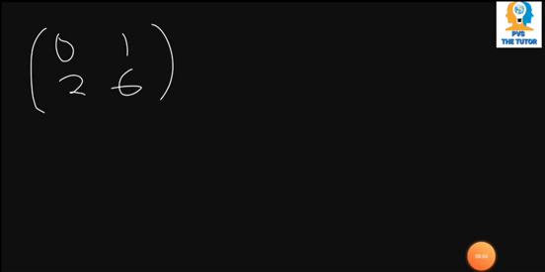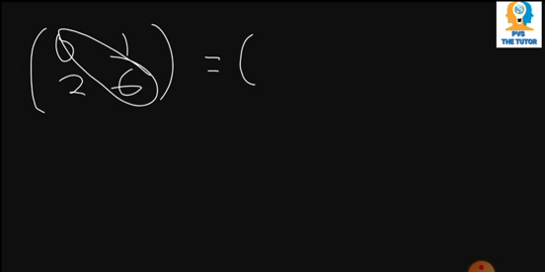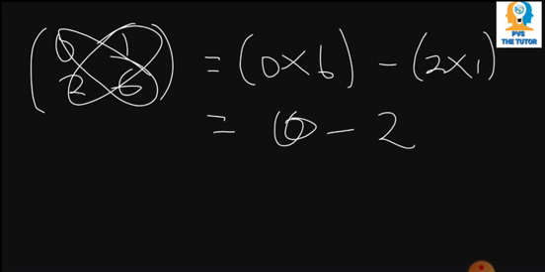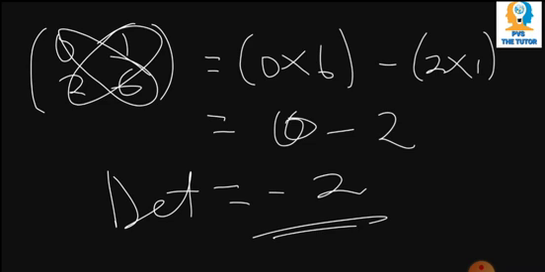Let's look at one more example. How can we find the determinant of this matrix? We know that the product of the major diagonal is 0 times 6, and the product of the minor diagonal is 2 times 1. Hence it's 6 minus 2, sorry, it's 0 minus 2, and our determinant will be equal to -2. So it's not that it will always be giving you -2. No, they are different negatives.